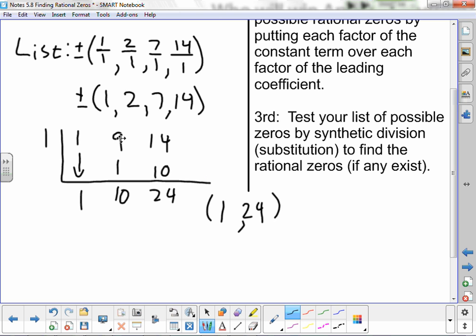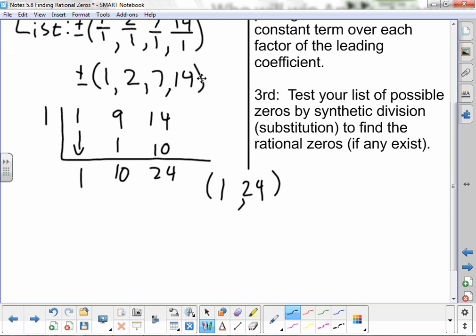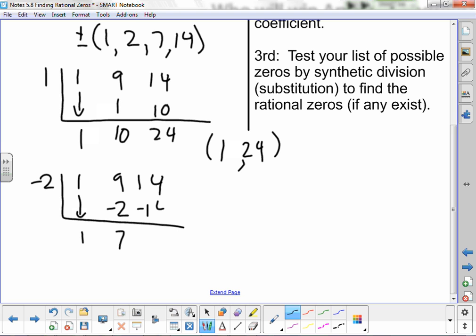So even though 1 and -1 won't work, and we already know they won't because we know the answer, we keep guessing and checking, and then eventually you'll come to -2, and -2 will work. So you do -2, and then 1, 9, and 14. Bring down your 1, -2, 7, -14, and you get a 0. So we know one of our factors is x plus 2, and then the other is x plus 7, and that's it. That's what we figured out at the very beginning, actually.